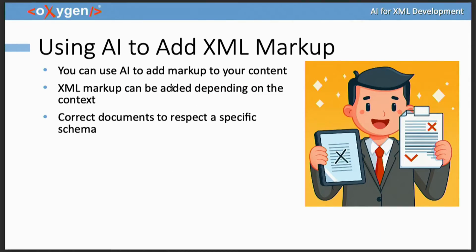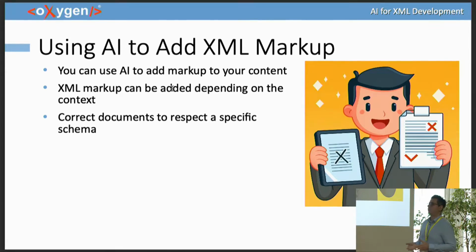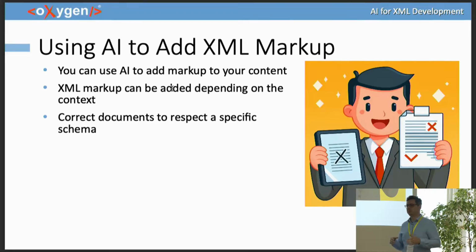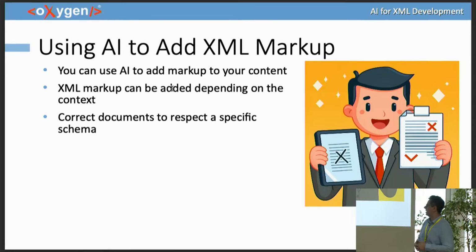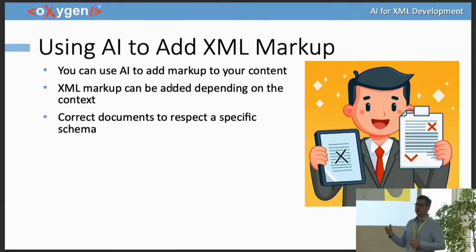Then you can use AI to add markup to your content. So for example, you have some documents and you want to add the markup. You can add the markup that you already used in your document. So you can use your document content to train your AI in order to generate the exact markup that you have in the document. And you can also correct the document to use the markup that you already defined in the schema.